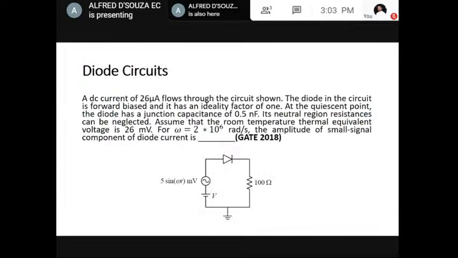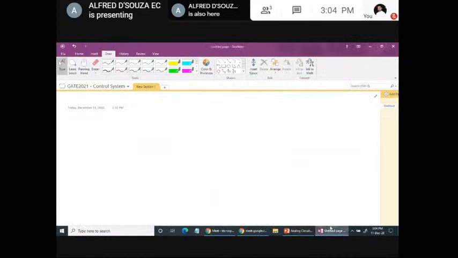The first example I'm going to take is on the basic diode current equation. Before attempting this question, let me explain a little bit about the diode. This is the circuit symbol for the diode. The diode has two terminals: anode this side and cathode this side. It's a unidirectional device, and current can flow from anode to cathode if the diode is forward biased.